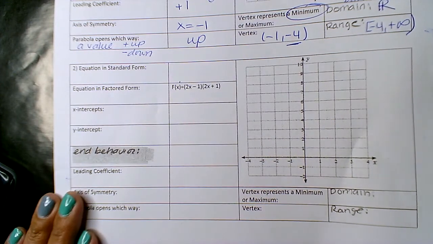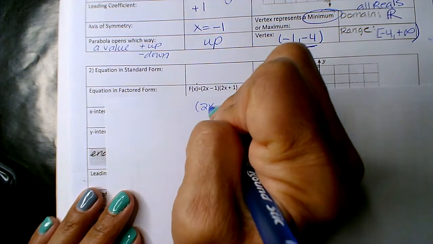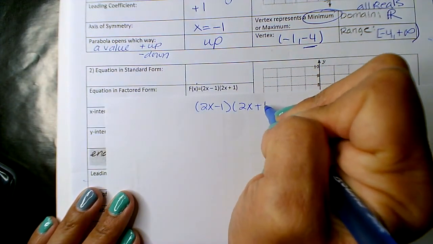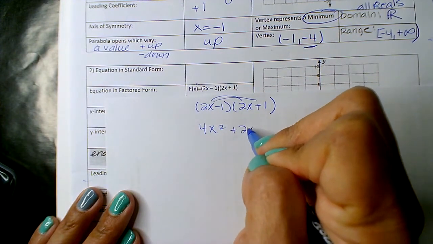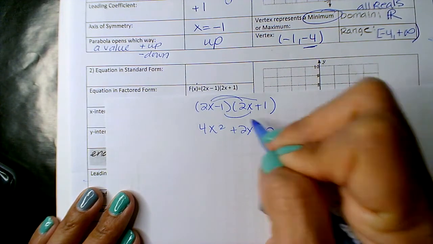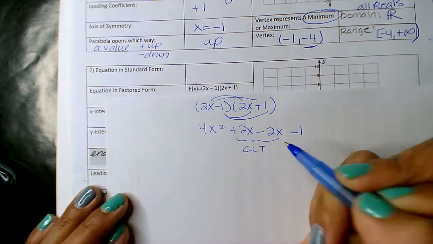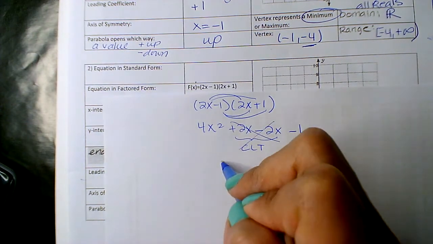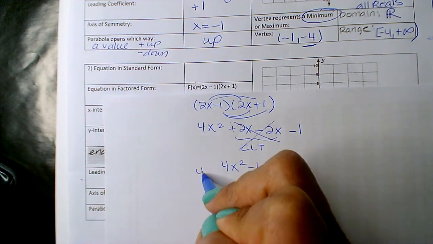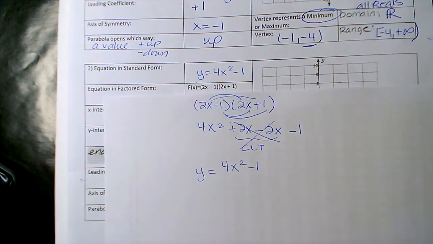So if I put the work on another sheet of paper, if I have 2x minus 1, 2x plus 1, 4x squared, plus 2x, minus 2x, minus 1, and what you see is your two x terms. They're actually opposites, right? So this is just going to go to 0x, so we don't even need to write that. This is your standard form.